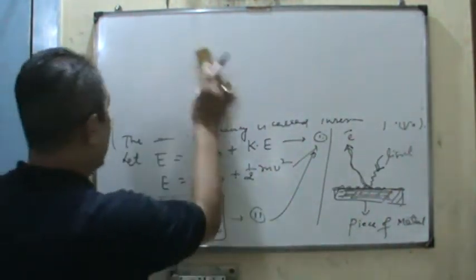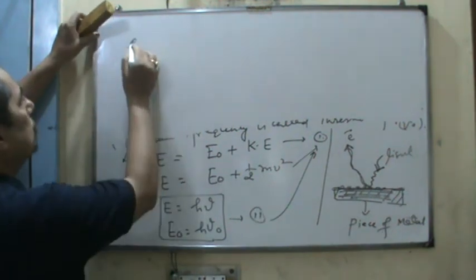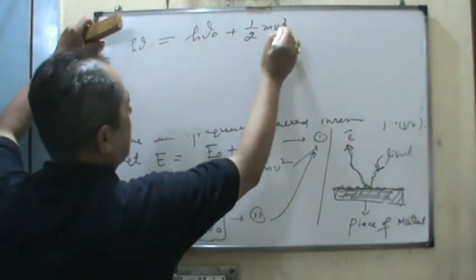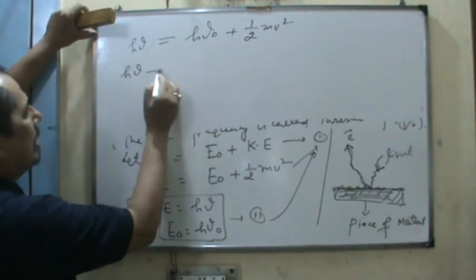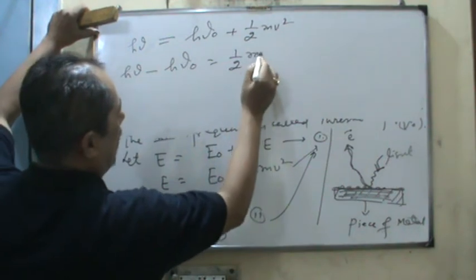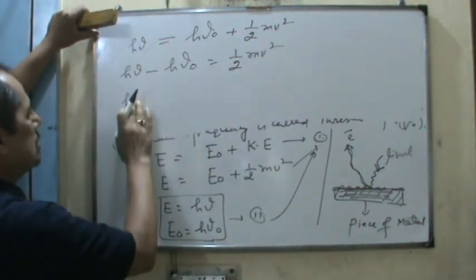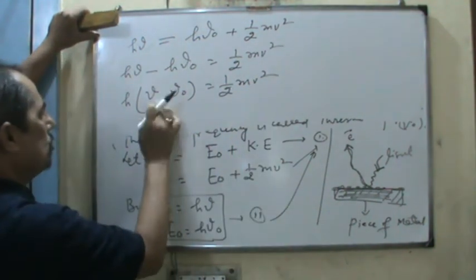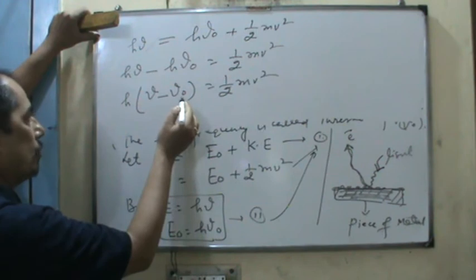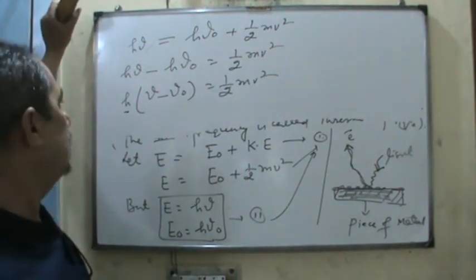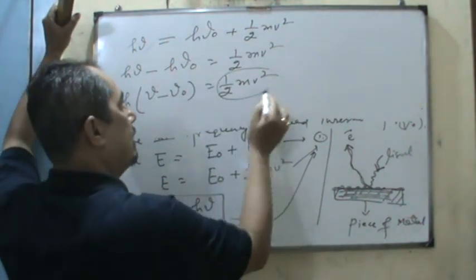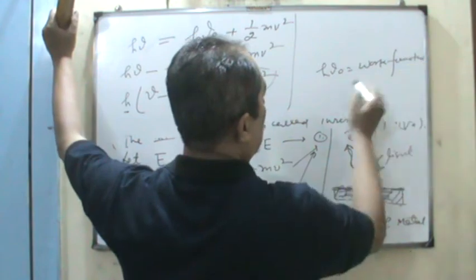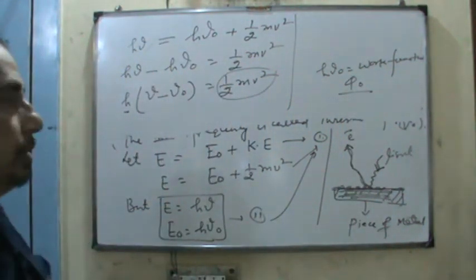See, put second in one, we get E is equal to h nu equal to h nu naught plus, what is that, half mv square. So h nu minus h nu naught is equal to half mv square. h is common, so h times nu minus nu naught is equal to half mv square. This nu is the light frequency and this is the threshold frequency. h is Planck's constant. If you are given all this data, then you can get the kinetic energy. Or this h nu naught is also known as the work function.